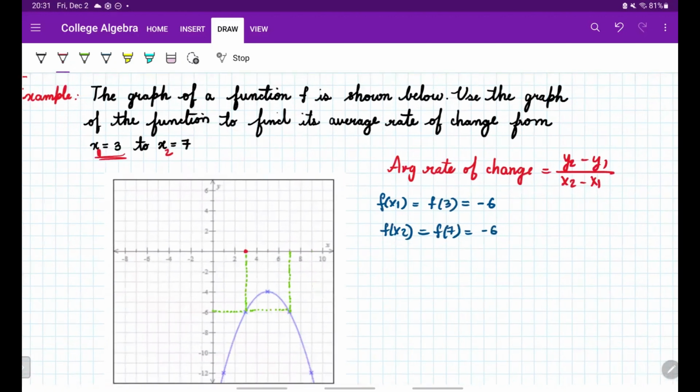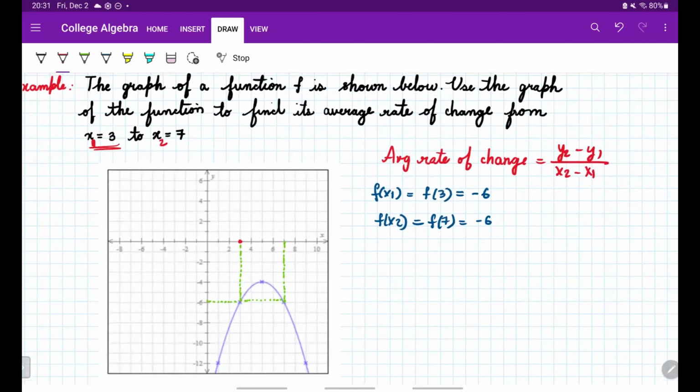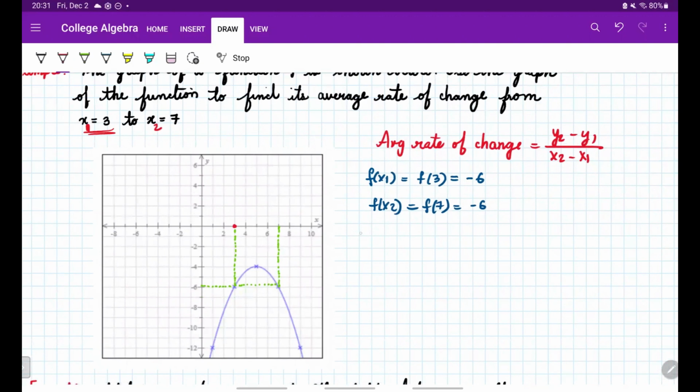So now we plug it into the formula. It's y2 minus y1, so it's -6, negative of -6, divided by the change in x, which will give us 0 divided by 4, which is 0.